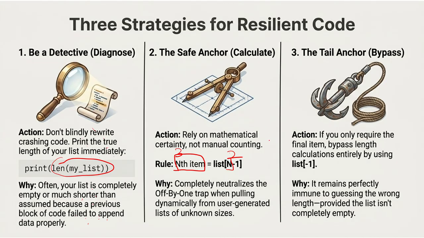If you only require the final item, bypass length calculation entirely by using list of minus 1. What does this mean? If you want only the last item, you can use list of minus 1, but make sure you first check that your list is not empty.